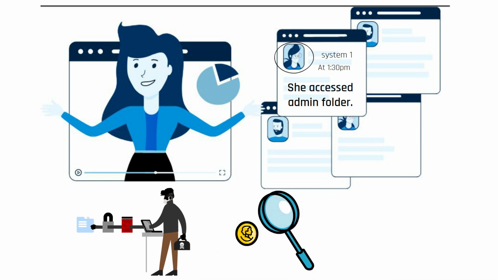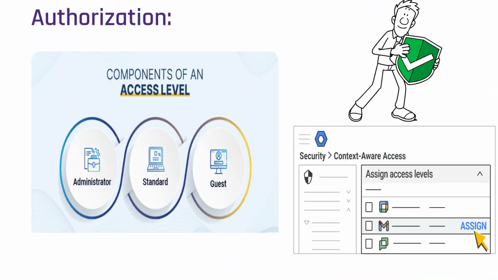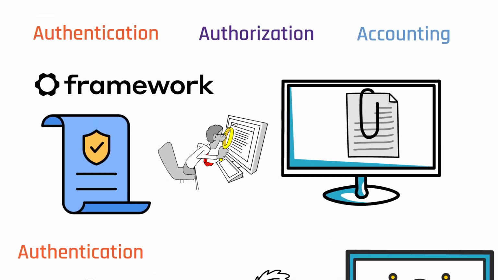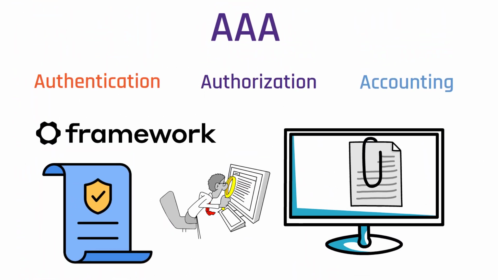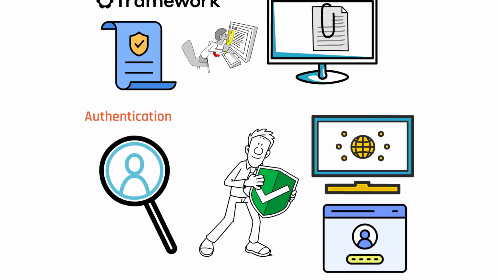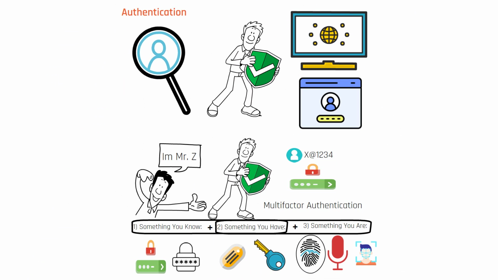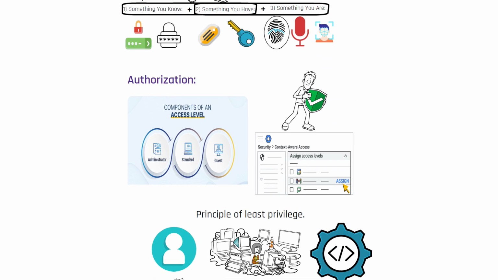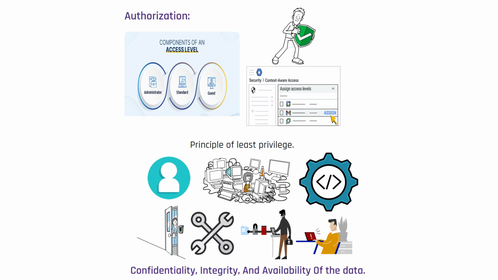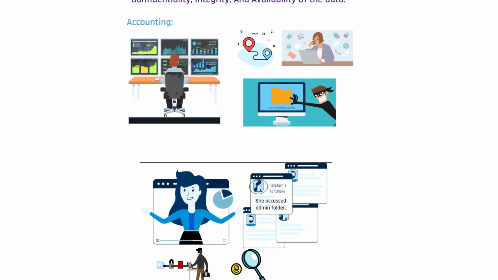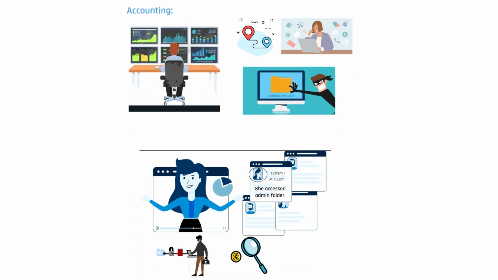So to summarize everything, AAA is a framework for controlling access to the resources, wherein authentication provides some method of identifying a user. Authorization grants access to necessary permissions. Accounting keeps track of users and their actions.